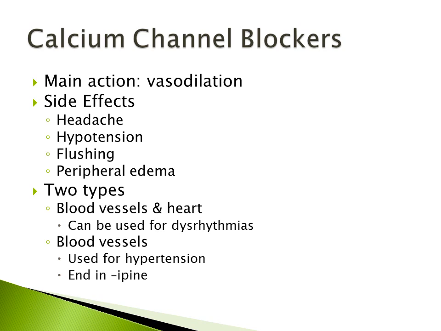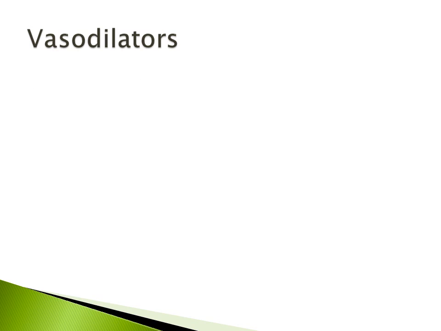And then there's two types. There's two which can be used for dysrhythmias, and that's diltiazem and verapamil, and then the ones that act only on the vessels are the ones which are typically used for hypertension, and they tend to end in -ipine, so amlodipine is a common one, also known as Norvasc.